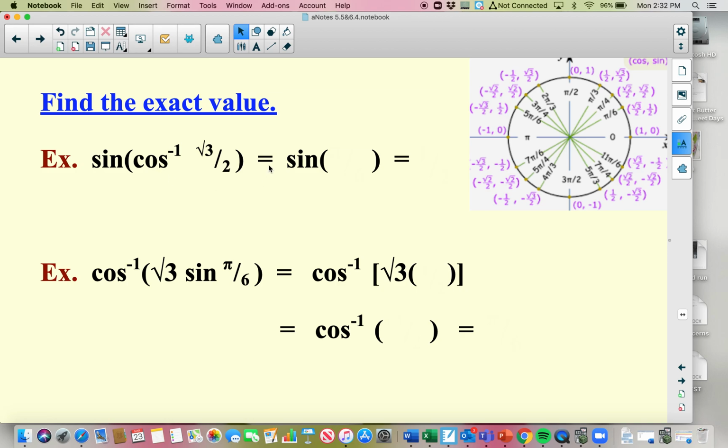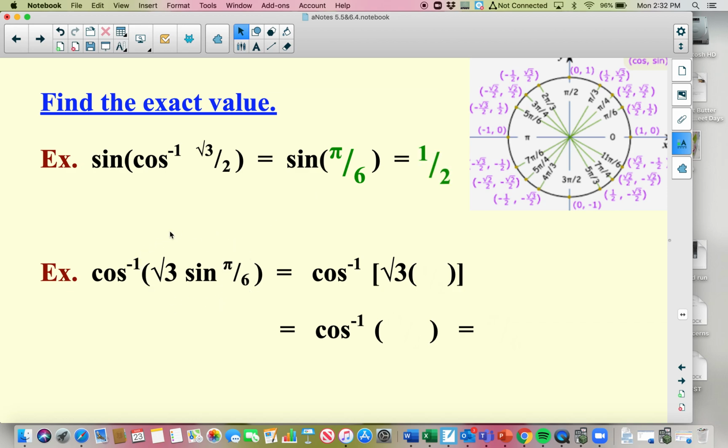All right, inverse cosine of square root of 3 over 2. So inverse cosine is restricted to quadrants 1 and 2, but it's positive in quadrant 1. And cosine is equal to square root of 3 over 2. Cosine is x, so that's pi over 6. And then you're doing sine of pi over 6. And sine is the y-coordinate, and that would be 1/2.